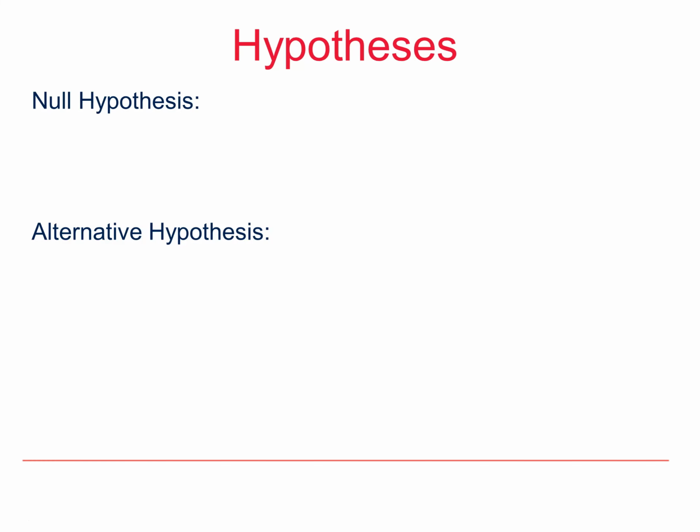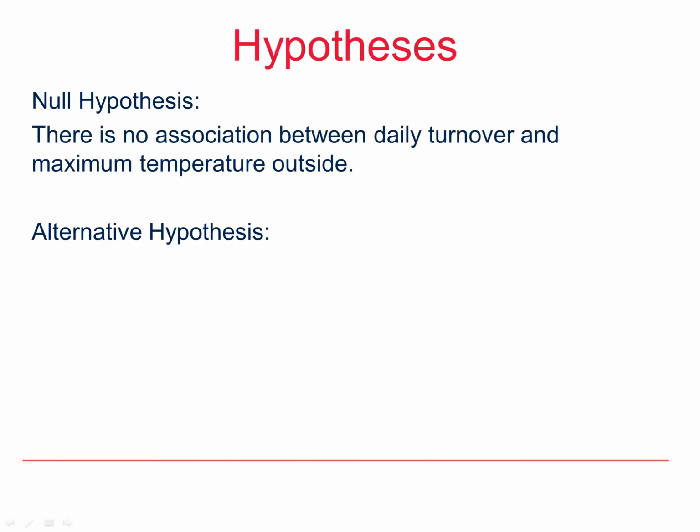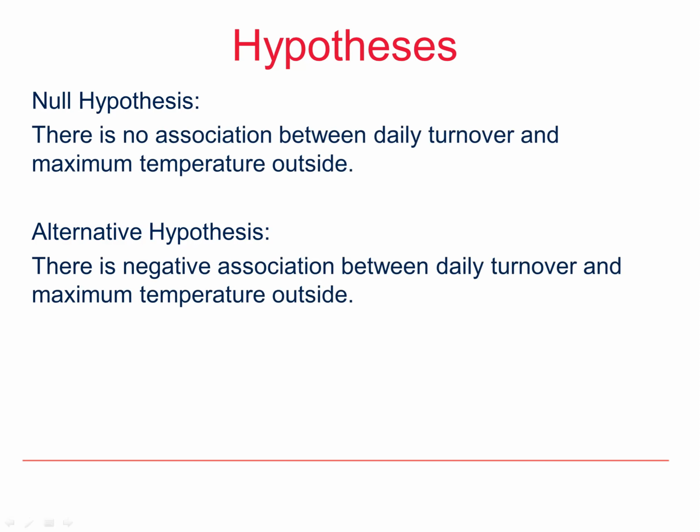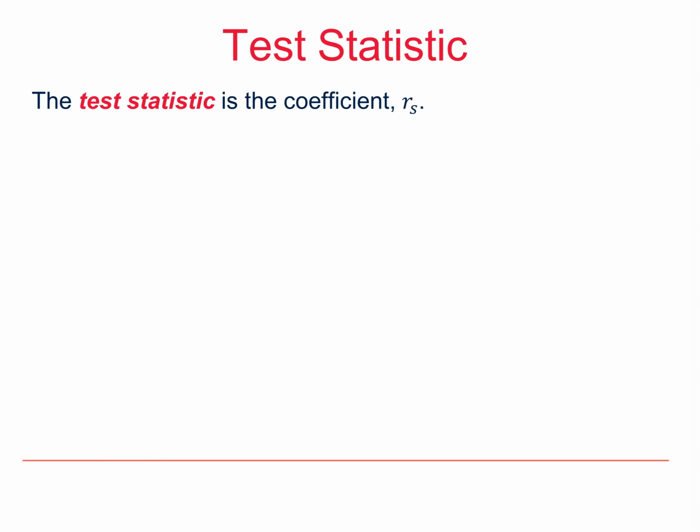OK, you should have pretty much exactly these statements. There really isn't much room for variation. Have you remembered to use the word association rather than correlation? That's really important. The test statistic is the coefficient rS, and we calculated this in the last video. It's equal to minus 0.6485.